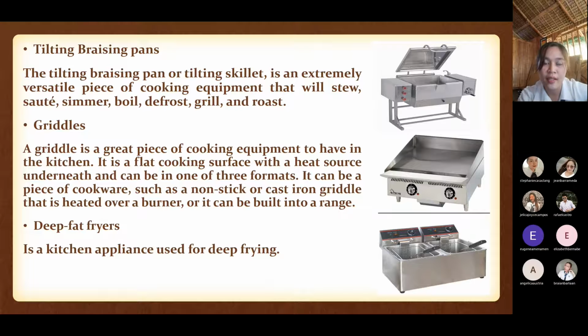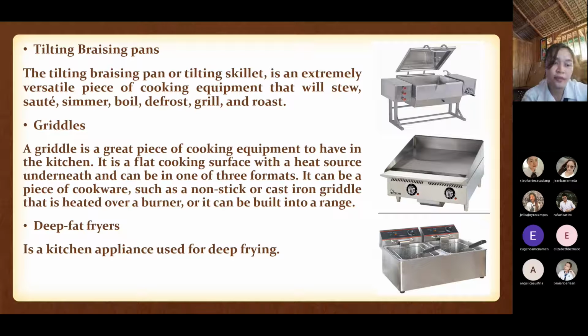Next is the tilting braising pans. The tilting braising pan, or tilting skillet, is an extremely versatile piece of cooking equipment used to saute, simmer, boil, defrost, grill, and roast. Next is griddles. A griddle is a great piece of cooking equipment to have in the kitchen. It is a flat cooking surface with a heat source underneath and can be in one of three formats. It can be a piece of cookware such as a non-stick or cast iron griddle that is heated over a burner, or it can be built into a range.